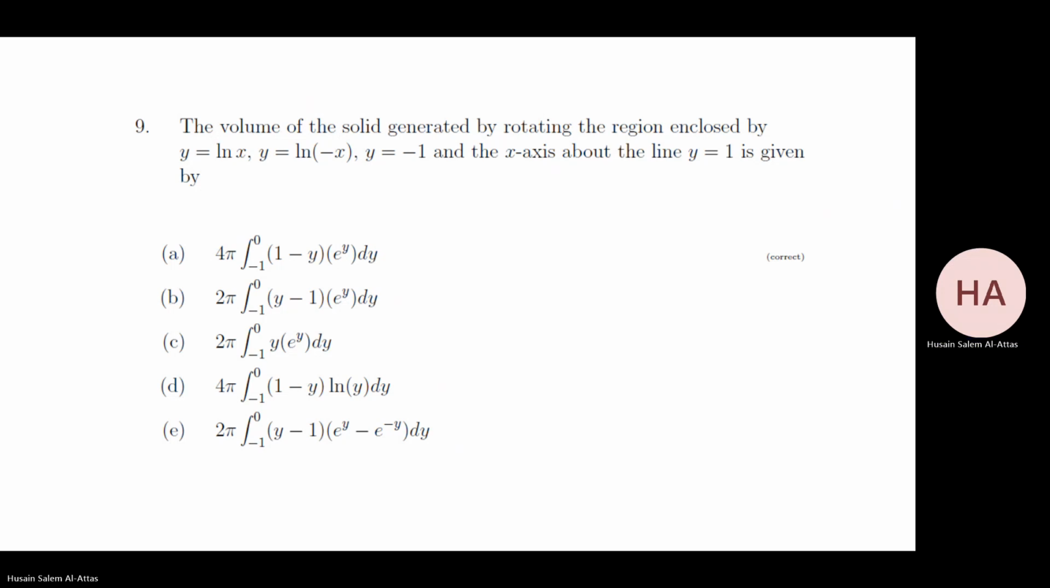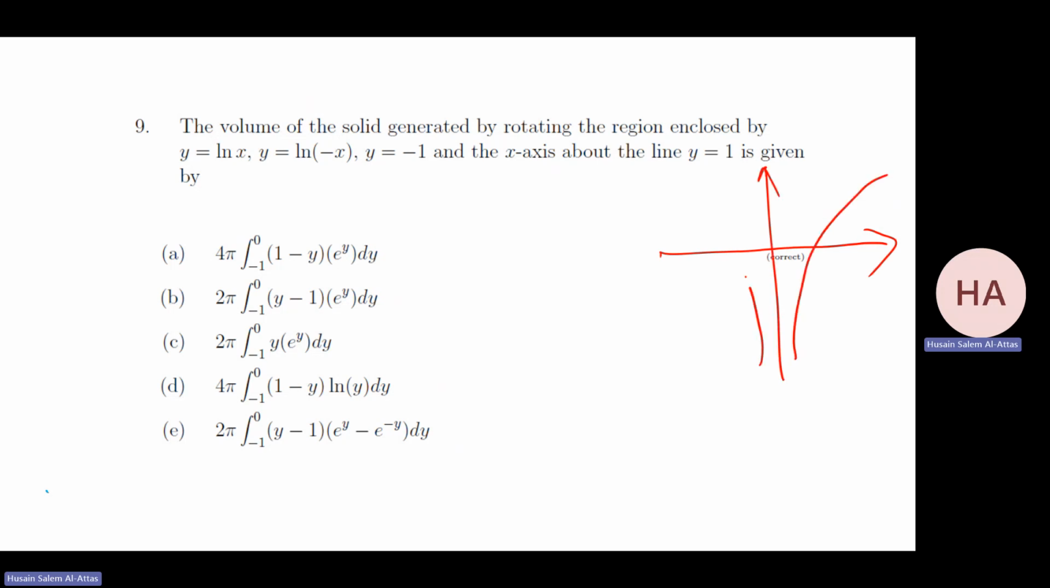Find the volume of the solid by rotating the region bounded by y equals ln x, y equals ln of minus x. I need to graph the region now. Okay, I have y equals ln x, y equals ln of minus x, y equals minus 1, and the x-axis. So I'm talking about this region. You want it to be revolved about the line y equals 1. This is y equals 1, this is my axis of revolution.